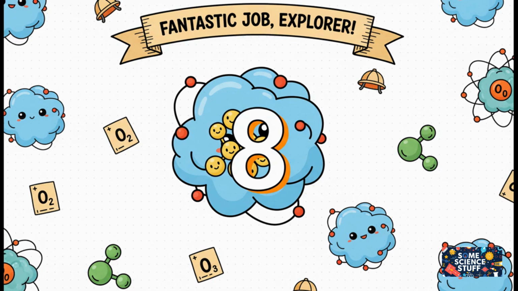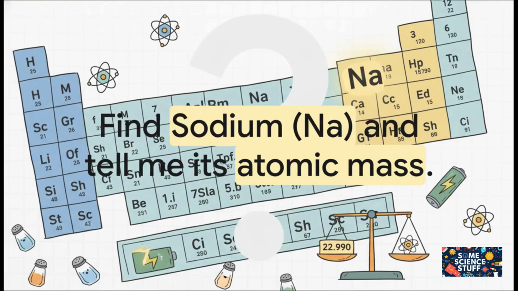Fantastic job, Explorer. The atomic number for oxygen is 8, which means it has 8 protons. You've got this. Okay, one last challenge for you. Can you find the element sodium? Its symbol is Na. Once you find its house, look for the number at the bottom. What's its atomic mass? Did you find it? It's about 22.990. That's how much an average atom of sodium weighs.